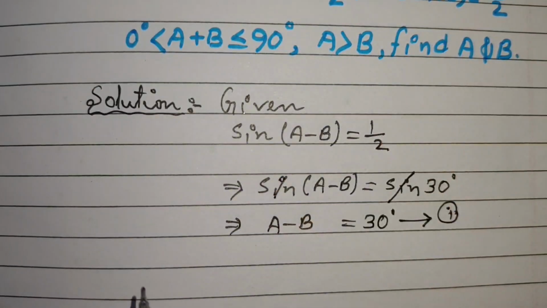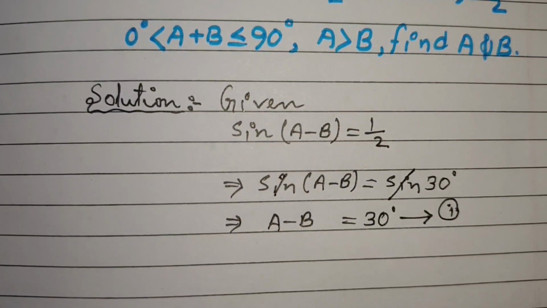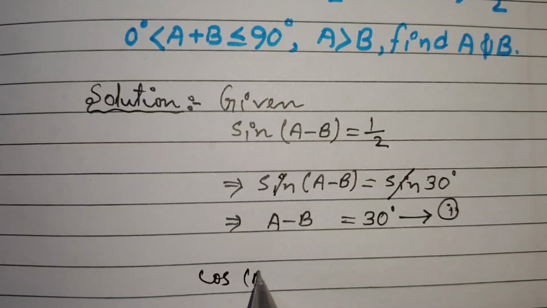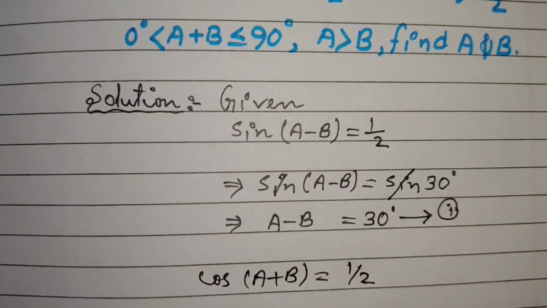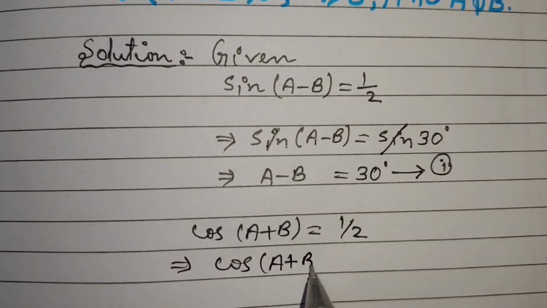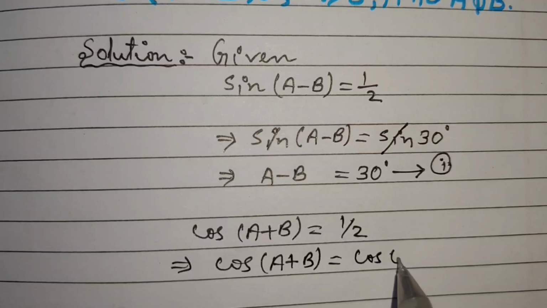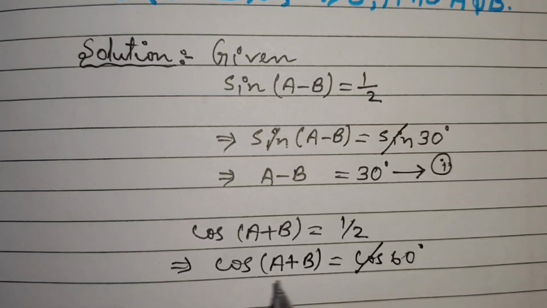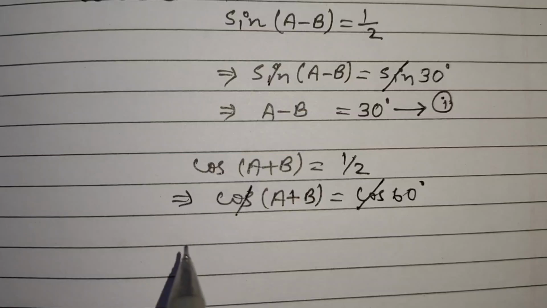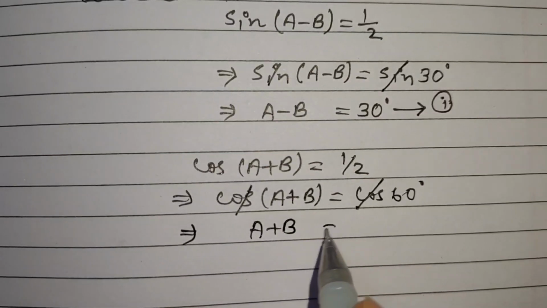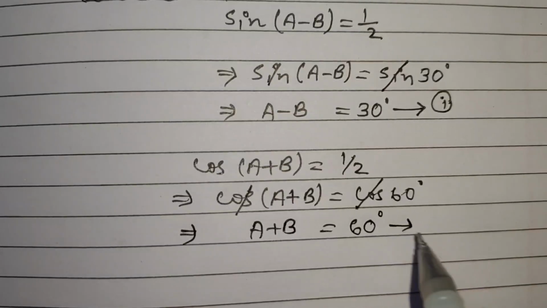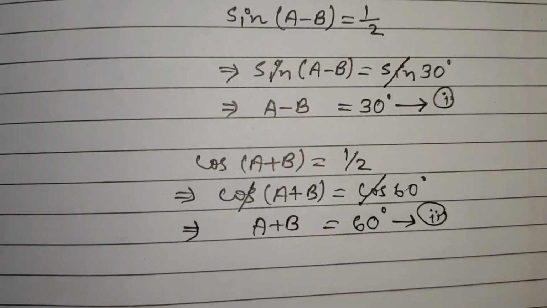Again we have cos of a plus b, cos of a plus b is equal to 1 by 2. We know that cos of 60 degree is 1 by 2, so we can write here cos of a plus b is equal to cos 60 degree. Cos cancel, a plus b is equal to 60 degree. This is equation number 2.